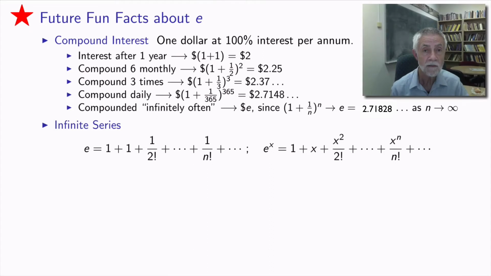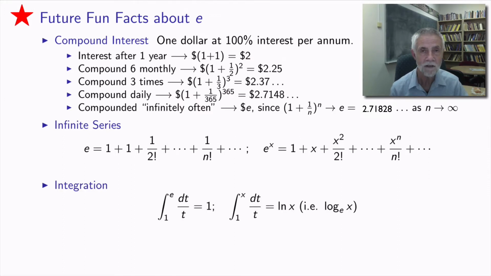Another way in which the number e arises is through a particular infinite series. The number e can be expressed as 1 plus 1 plus 1 over 2 factorial, plus 1 over 3 factorial, up to 1 over n factorial, and so on, an infinite series. That converges to the number e. And more generally, e raised to the power x turns out to be this: 1 plus x plus x squared on 2 factorial, plus ... plus x to the n on n factorial, and so on.